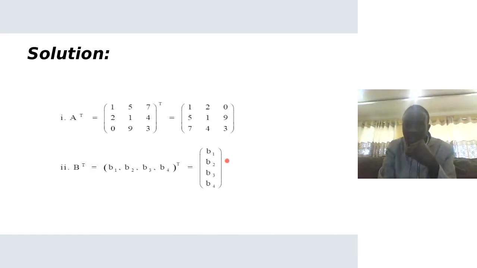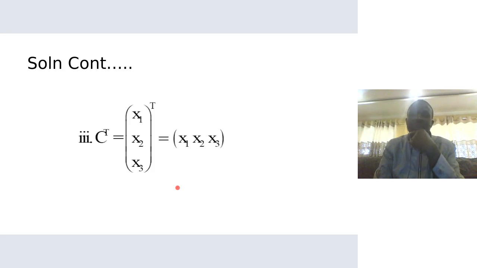So for the B transpose, I hope you can see my cursor. For transpose matrix B, instead of having B1, B2 in a row, we now have a column. So you interchange the rows and the columns. For the third matrix, it was a column, and now it will become a row matrix.